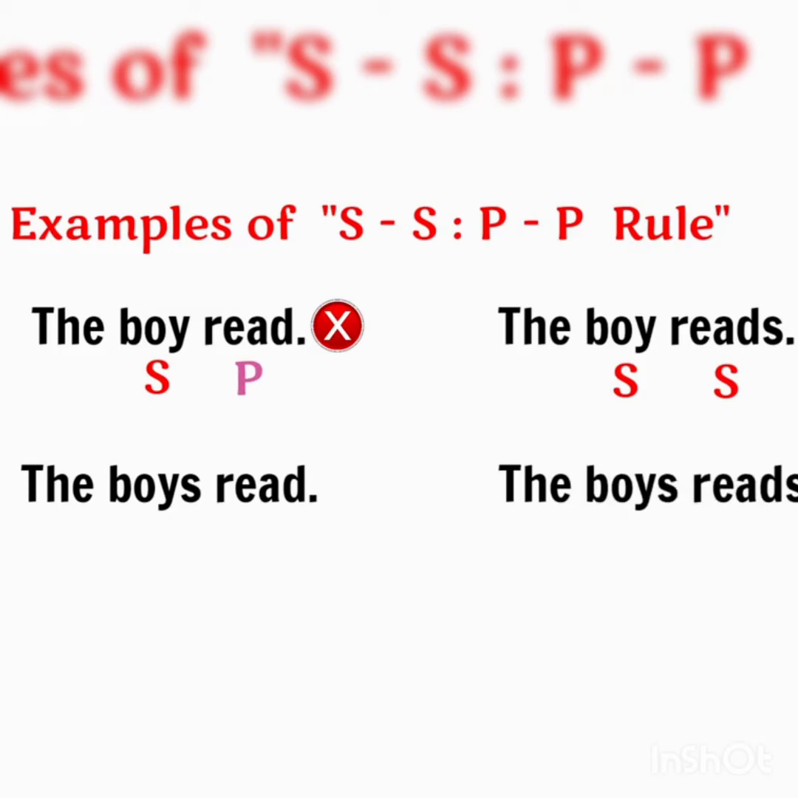Why? The boy is only one boy. He is the one boy. The subject is single. It's not boys. So I already told you, when the subject is singular, we take singular verbs. How we make verbs singular, we have already discussed, by putting s or es in the verbs.